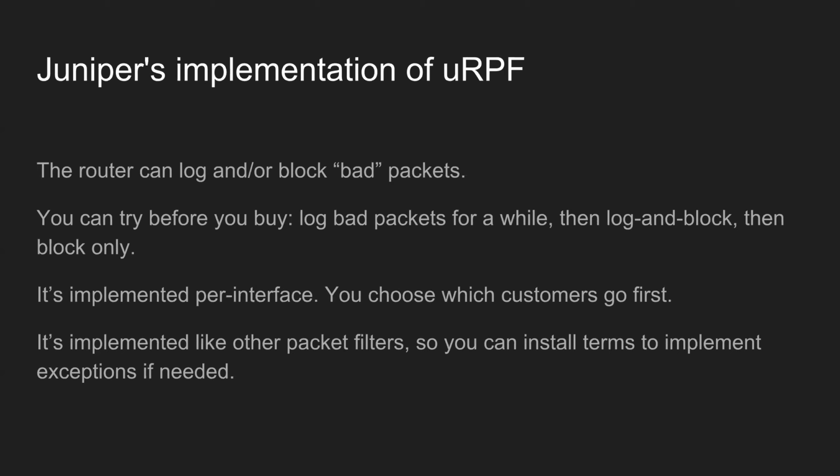I'll talk about that in later slides. So in Juniper's implementation of uRPF, you turn it on, and I'll discuss how to do that a little bit later. And what the router provides to you as a system administrator is an option of what to do about these bad packets that it recognizes. So the router can either log the packets and forward them as it normally does, or it can block the packets, or it can both log and block the packets.